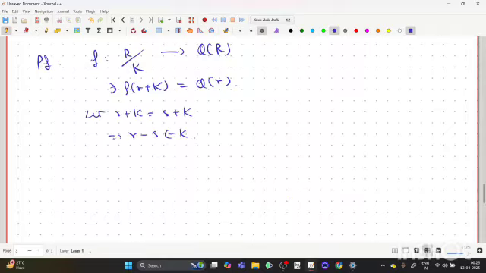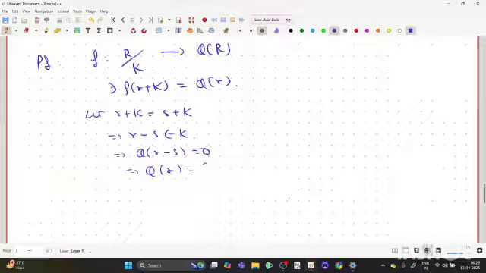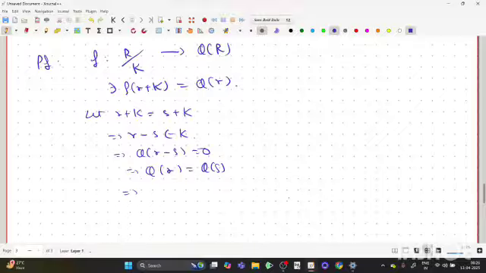Now k is the kernel, right? So this implies R minus S is in the kernel of phi. So that implies phi of R minus S is 0. But that implies phi of R is equal to phi of S by the linearity of phi in terms of the addition. But that implies f of R plus k is equal to f of S plus k, right? Therefore, f is well defined.